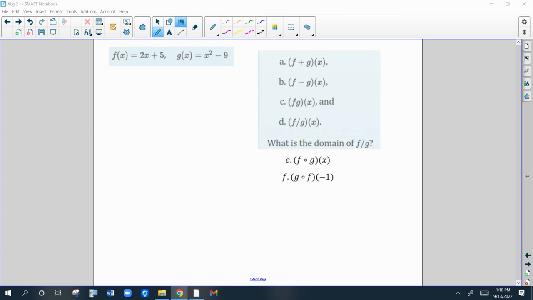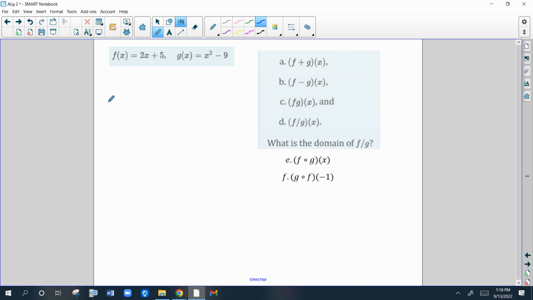All right, so here we go. We're going to do a whole bunch of operations of functions: addition, subtraction, multiplication, division with domain, and composition. So there's A, B, C, D, E, F. Three things we're going to do. So first of all, we're going to use f of x equals 2x plus 5 and g of x equals x squared minus 9 for our functions.